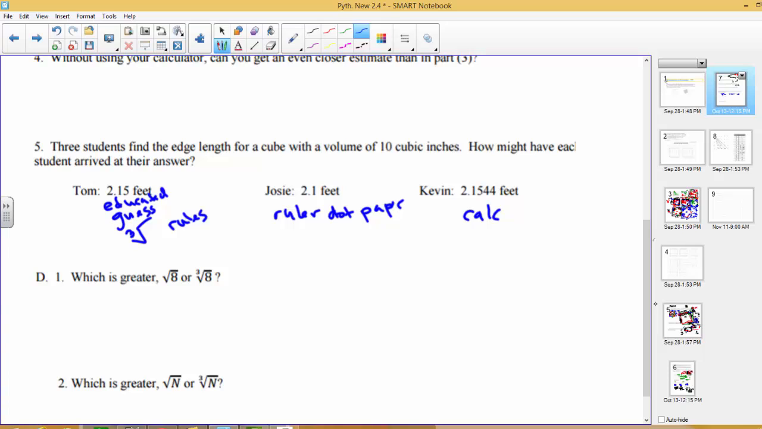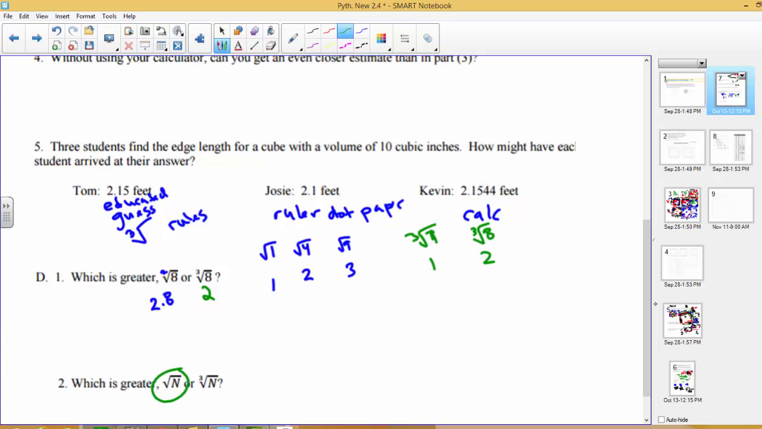Okay, so which is greater, square root of 8 or cube root of 8? So what is the square root of 8? Let's think of our squares. Square root of 1 is 1. Another perfect square is 4. Square root of 4 is 2. Another perfect square is 9. Square root of 9 is 3. So the square root of 8 is 2.8-ish. And the cube root of 8, 1 cubed is 1, so the cube root of 1 is 1. 2 cubed is 8, so cube root of 8 is 2. So the square root of 8 is bigger.